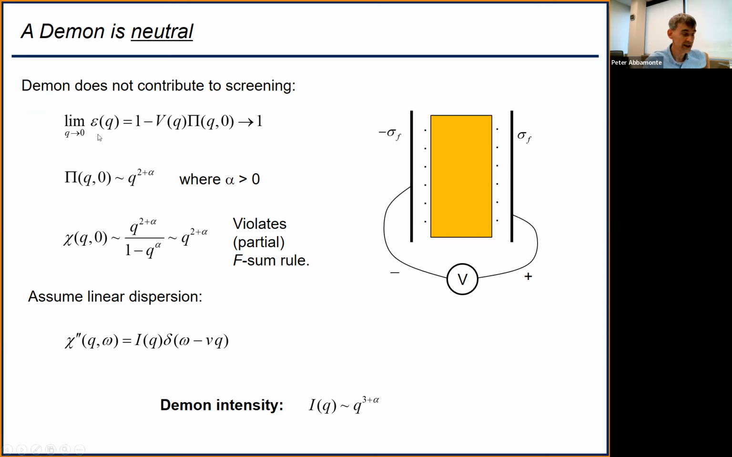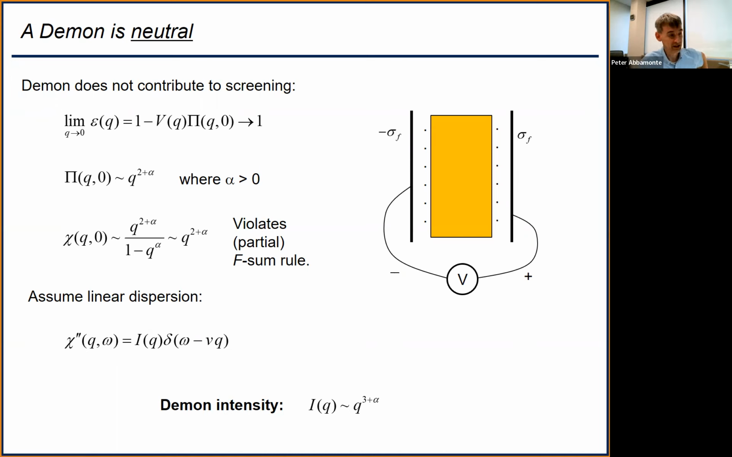So said another way, if a demon were the only excitation in a material, the dielectric function in the long wavelength limit would be one. So when I say that a demon is neutral, and when David Pine said that, this is really the rigorous definition. It doesn't contribute to the dielectric function in the long wavelength limit.